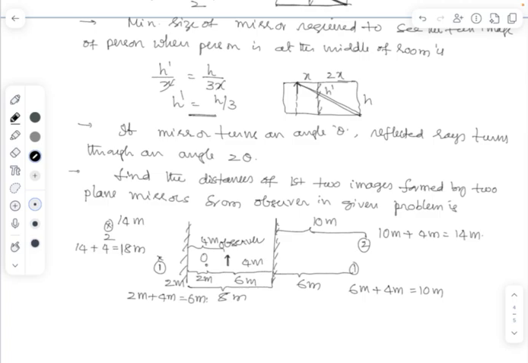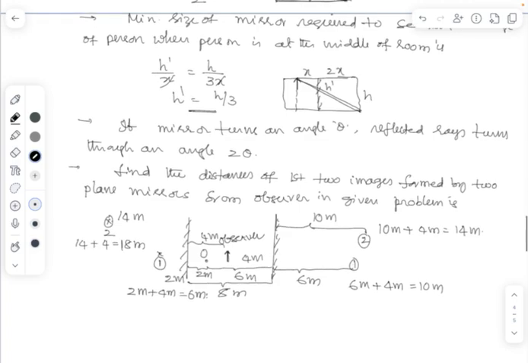These are the positions of images formed by two mirrors in two cases. This is first image and this is second image. This is first image and this is second image.